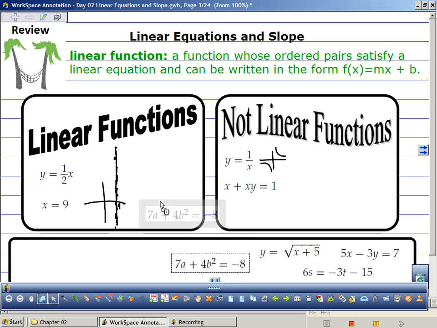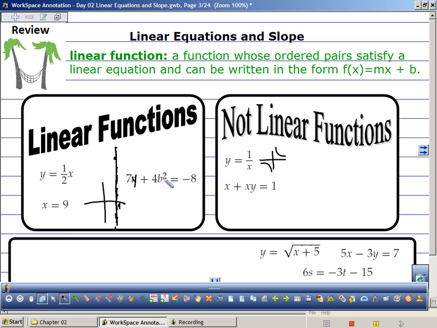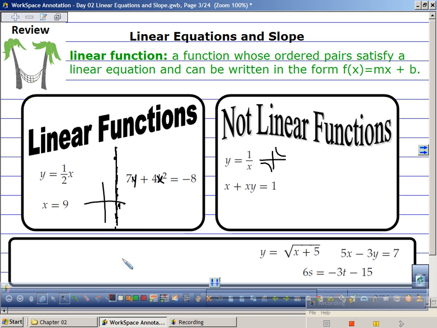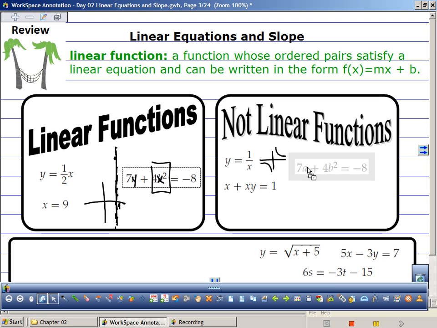All right, what about this one? Let's pretend this is y and this is x. That's a quadratic. That's a no. That's something that looks more like a U shape.